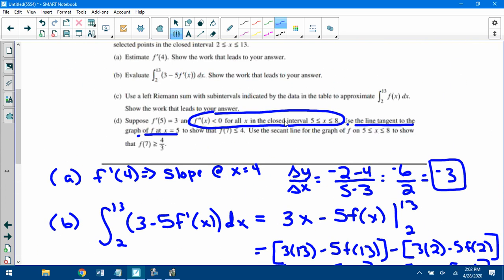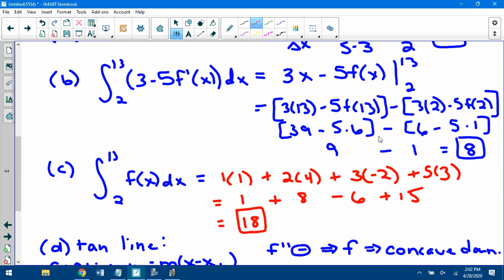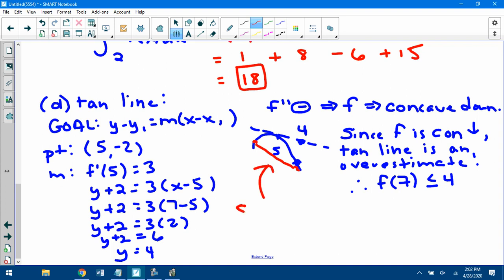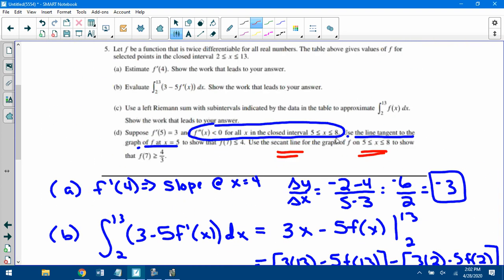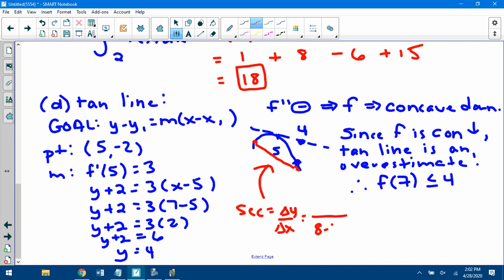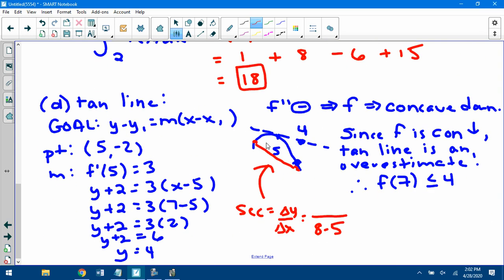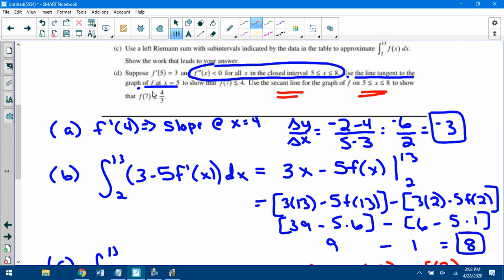Okay, last part. Use the secant line between 5 and 8 to show that f of 7 is greater than or equal to 4/3. Do you remember what secant line means? Secant line is just the regular slope over the entire interval. So let's say I'm looking at the secant line on something that's concave down. So secant would equal change in y over change in x. Now they're asking me over 5 to 8, so that's my change in x, 8 minus 5. Let's use the table. F of 8 is 3, f of 5 is negative 2. So 3 minus negative 2, which gives me a 5 on top and a 3 on the bottom. What do you know? So I got 5/3.